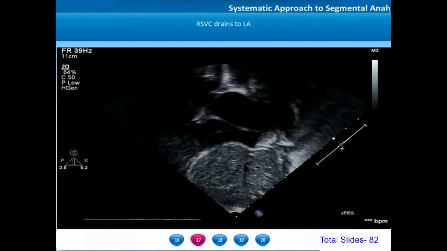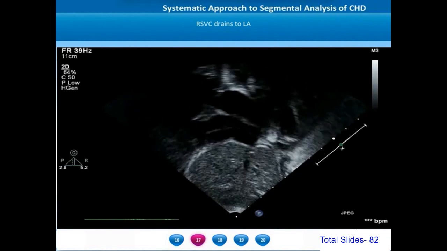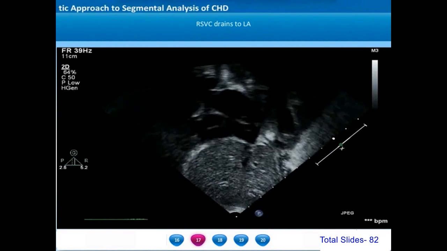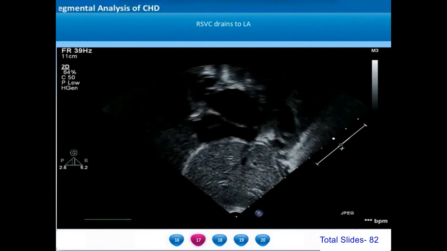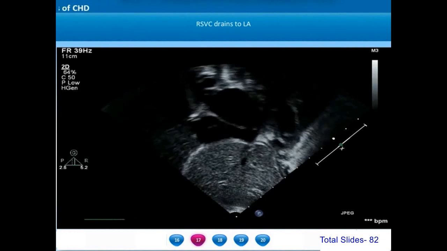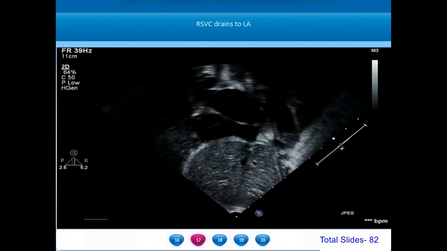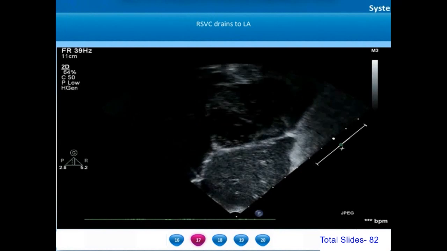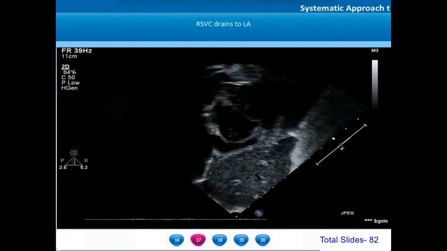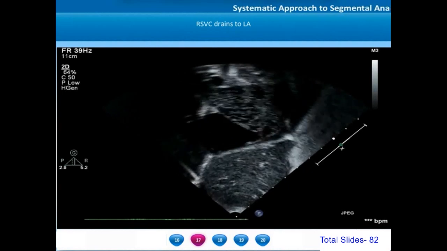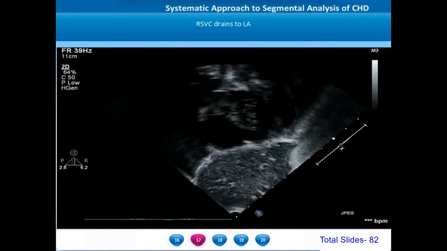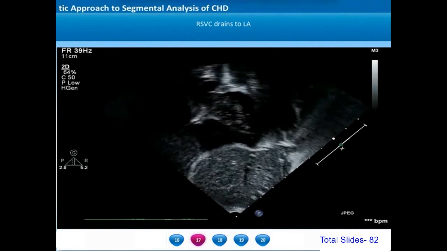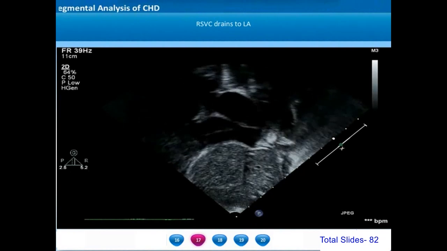In the previous example, where the right superior vena cava was seen entering the left atrium, an injection of agitated saline through the arm cubital vein shows that the saline contrast is entering from the superior vena cava into the morphological left atrium. So the drainage of superior vena cava cannot be taken as an indicator of atrial situs.